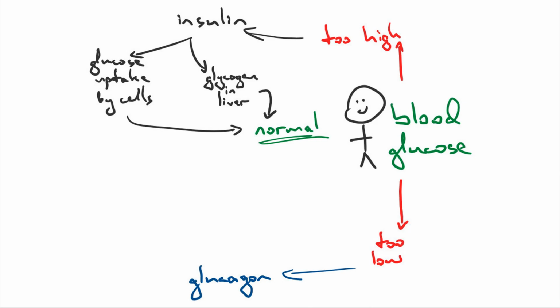When the opposite occurs and we have low blood glucose, the alpha cells in the pancreas release a hormone called glucagon. Now, glucagon causes that glycogen in the liver to be broken down into glucose, and that is then released into the blood, which raises the blood glucose level and once again brings us back into the normal range. So those are our two negative feedback loops for homeostatic regulation of blood glucose level.